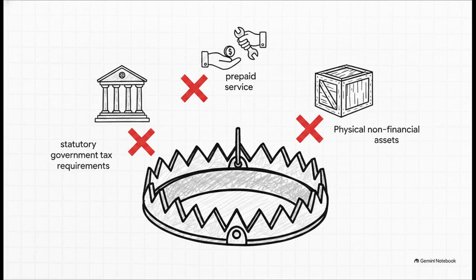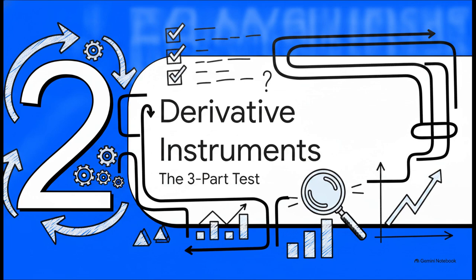What about prepaying cash for a service? Well, that settles by delivering a service, not cash, or another financial instrument. If it lacks that core contractual financial risk, it is totally excluded. Don't fall for it. Moving right along to Section 2, unpacking derivative instruments, the 3-part test.